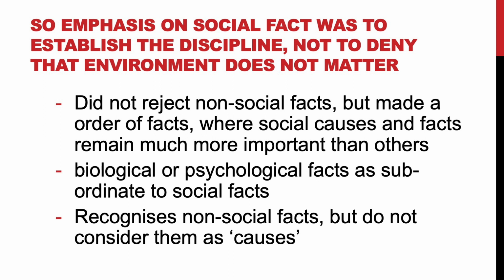When we reread Durkheim's Rules of Sociological Method, we can conclude that the emphasis of Durkheim in his analysis of social fact was to establish the discipline. What was Durkheim's main objective? What was Durkheim's fundamental challenge? It was to establish the discipline of sociology as an independent branch of knowledge. So, when Durkheim says that social facts should be distinguished from biological and psychological facts, his intention was not to deny that environmental facts are important, or that environment does not matter for sociology. Rather, his idea was to establish sociology as an independent branch of science to study society.